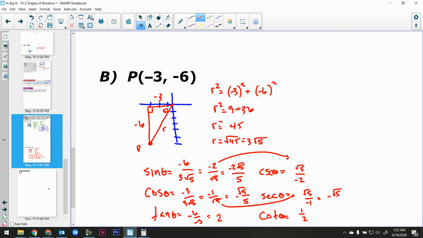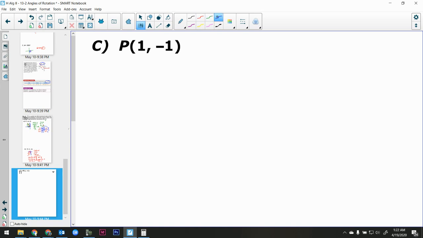Let's do one more of those. Okay, 1 comma negative 1. Fourth quadrant there. Here's my point P. Here is my right triangle. Okay, so this is 1 and negative 1.